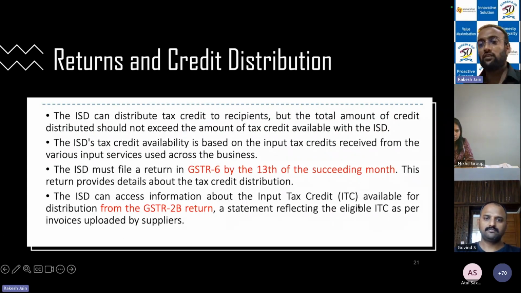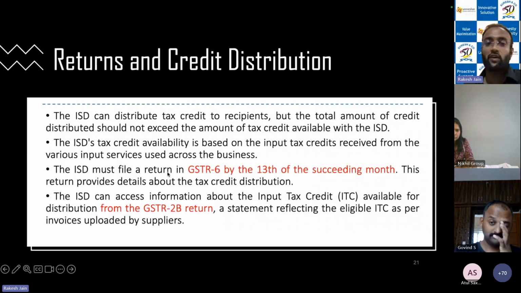Then, important, which are the returns which we need to file, and the ISD can distribute the credit to the recipients, right? The ISD must file a return, which is GSTR 6, by the 13th of the succeeding month. Every 13th you'll have to file a GSTR 6, which is for an ISD and which will provide the details of the various receivings. It's just like a GSTR 1 basically. GSTR 6 is nothing but a GSTR 1.